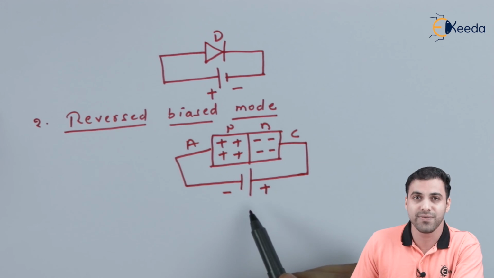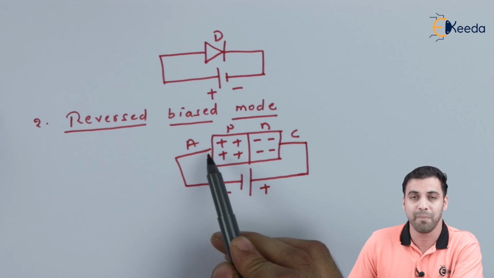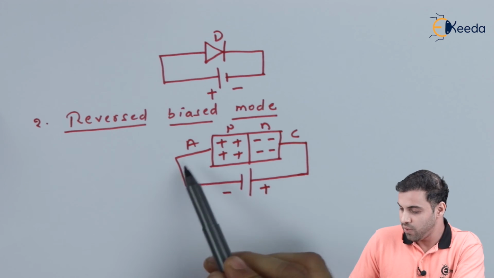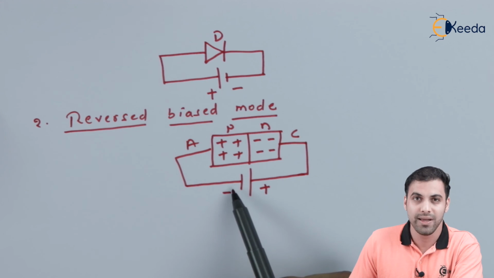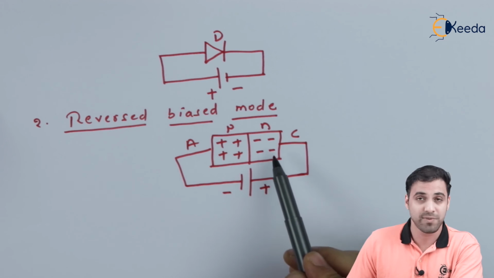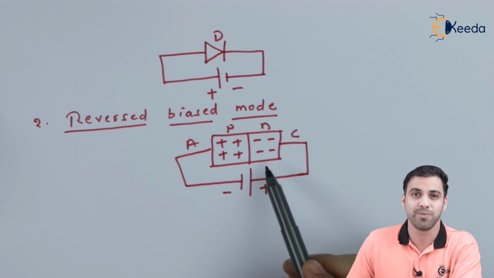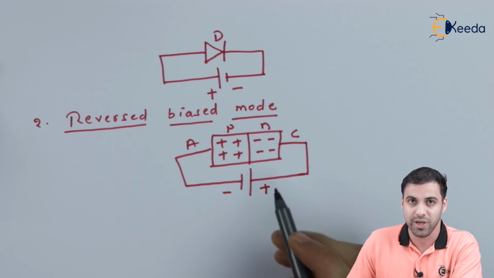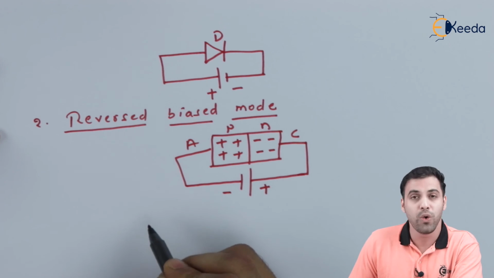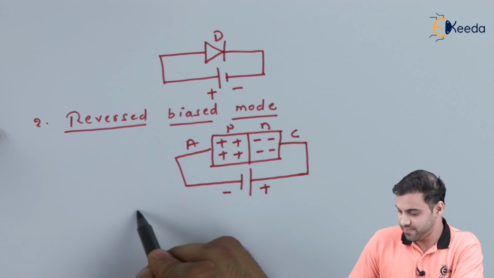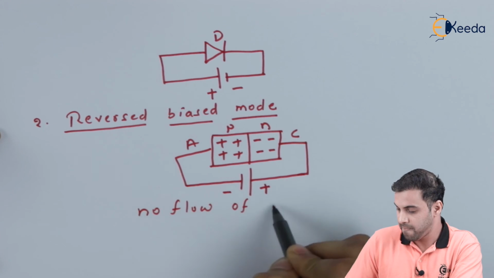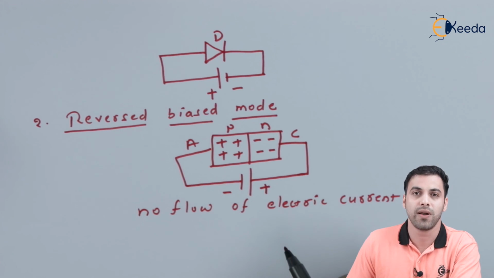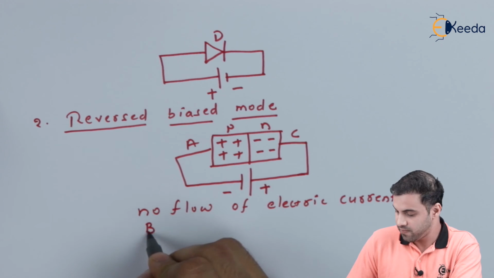So here in this figure, I have connected the anode, or the P-type semiconductor, or the P-side of the PN junction, with the negative terminal of the battery, and the N-type semiconductor, or the N-side of the PN junction, with the positive terminal of the battery. Here, there is no flow of electric current. So this is called a blocking mode.